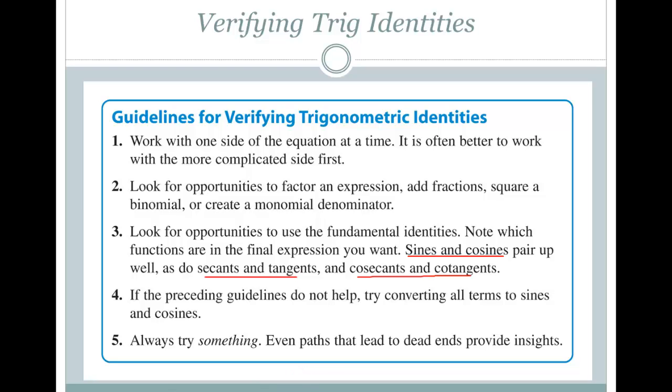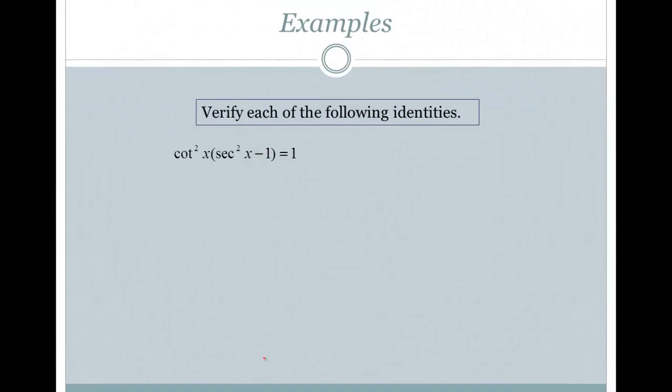So let's do some practice. Cotangent squared x times secant squared x minus 1 equals 1. We want to verify this. Obviously, I would start with this side of the equation. This is the more complicated side. And right off the bat, I should be noticing that I have a Pythagorean identity there.